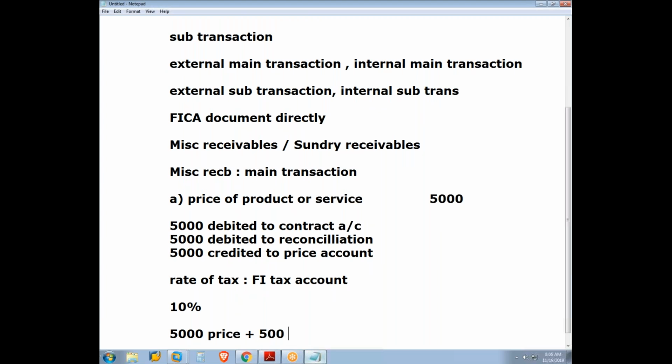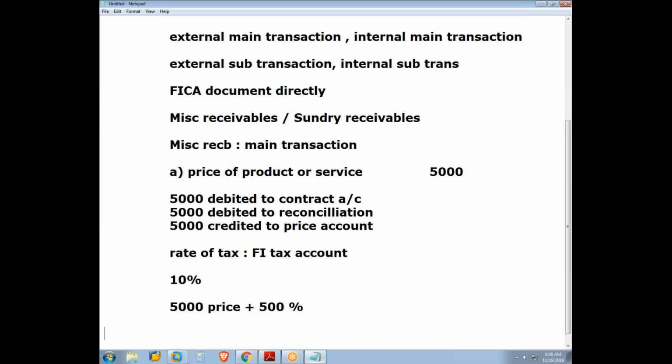Okay, but when you are posting directly in FICA, you have a choice to say whether tax should be included in the amount you're posting, or it is extra. If it is inclusive, that means 5,000 is already including the tax. So while posting, it will separate the net amount and the tax amount. The price may not be 5,000, it may be 4,500 or something, and the tax is 500 rupees.